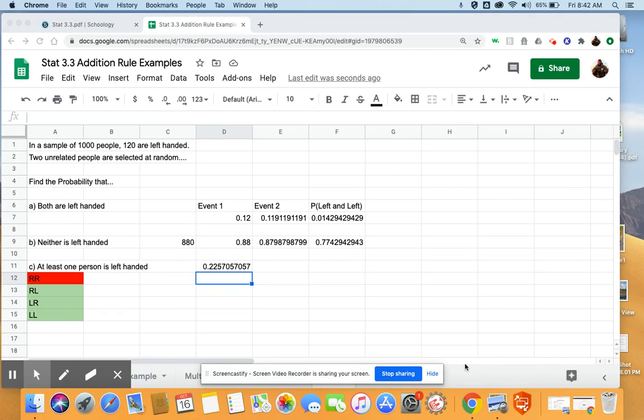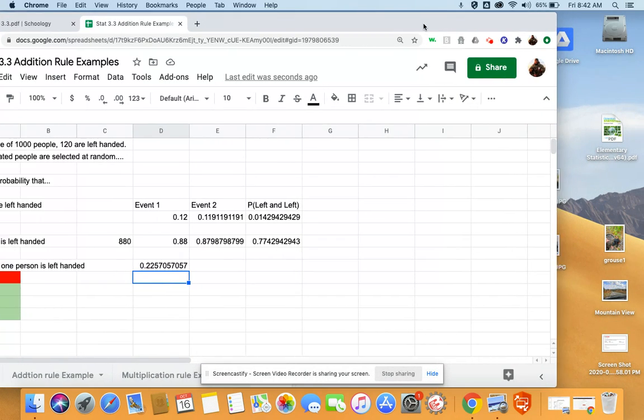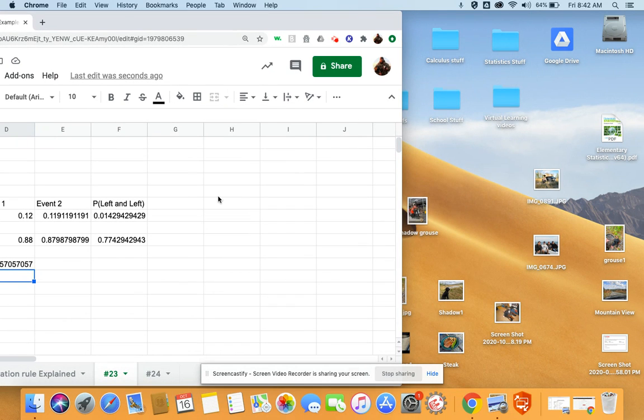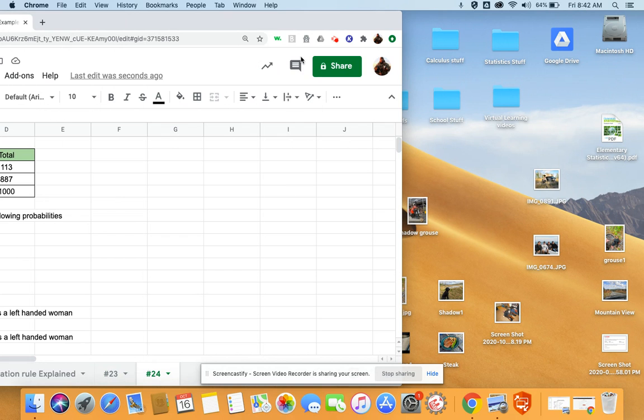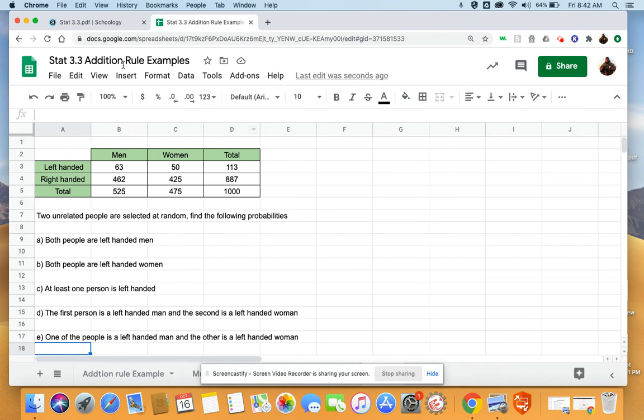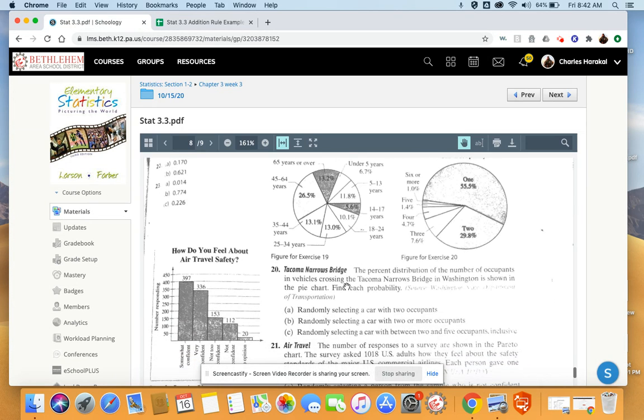Also, people were asking me about question number 24, and I'm having trouble finding it down here. There we go. Question number 24. We'll read through it really quick here.